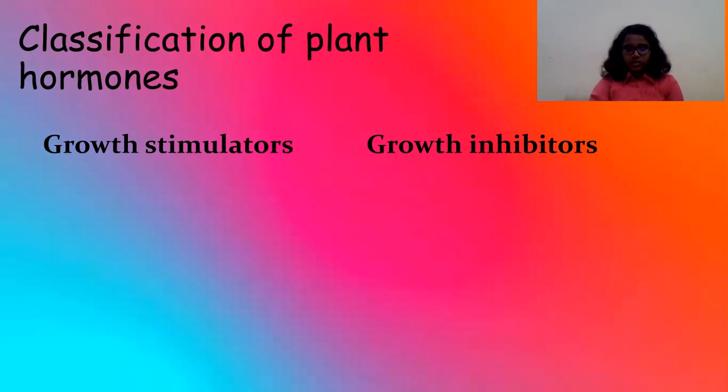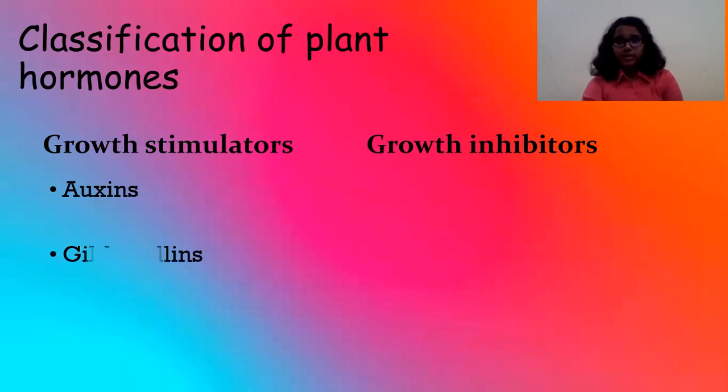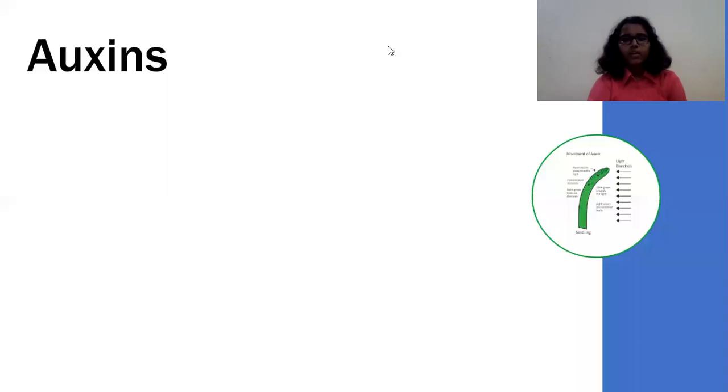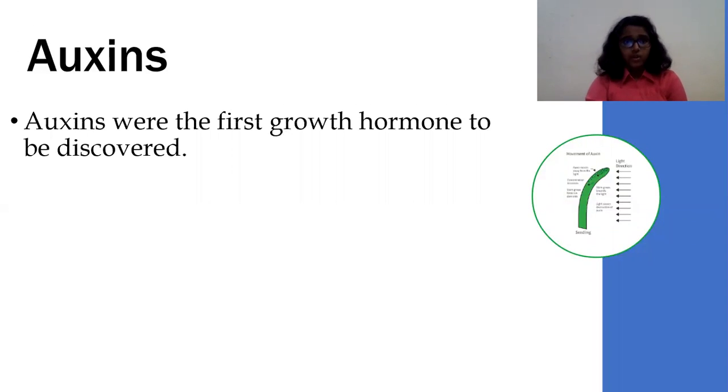So there are three growth stimulators. First one is auxins, second one is gibberellins, and the third one is cytokinins. And in growth inhibitors, there are two of them, the first one being ethylene, and the second one is abscisic acid. Coming to the first type of growth stimulators, auxins.